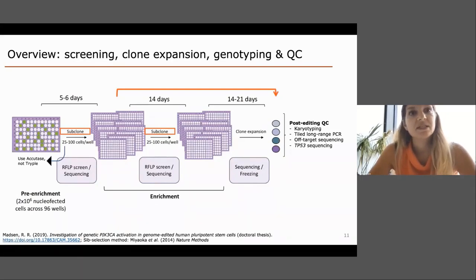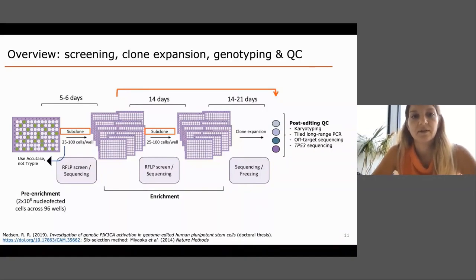Especially because hiPSCs are so expensive to culture, it's very important from the start to have a think about how you're going to screen your clones in an efficient manner, how many you need to expand in order to have a decent final number, and aim to have a much higher final number than what you think might be necessary, because there's a high attrition rate throughout this process.